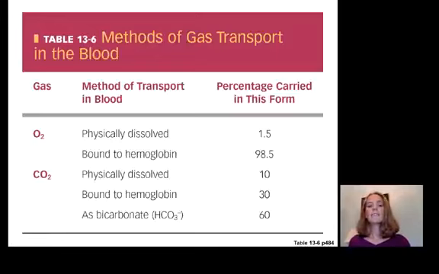So as just a review, we're not done. We're not done yet, don't get excited. But let's just compare oxygen and carbon dioxide. Oxygen is mostly bound to hemoglobin, 98%. Carbon dioxide is mostly dissolved in the plasma and mostly dissolved as bicarbonate.